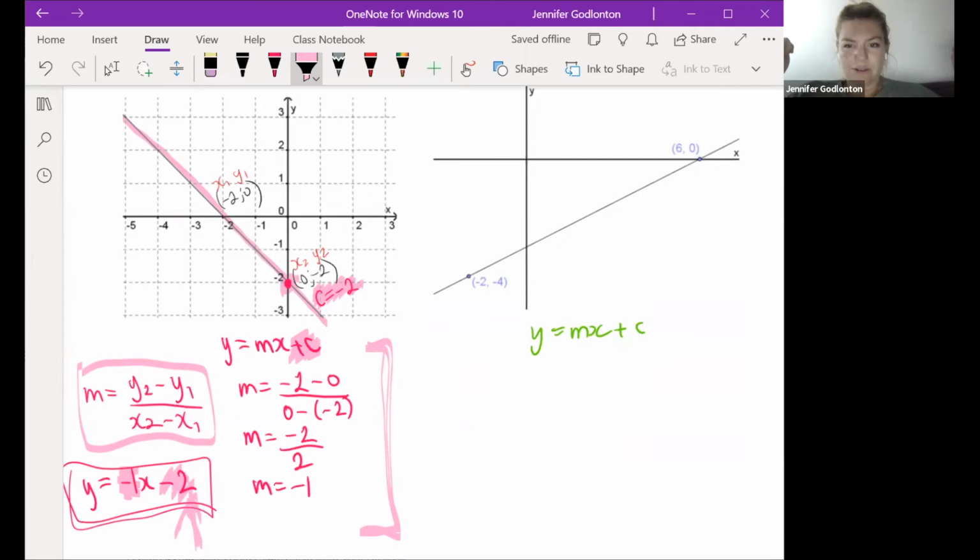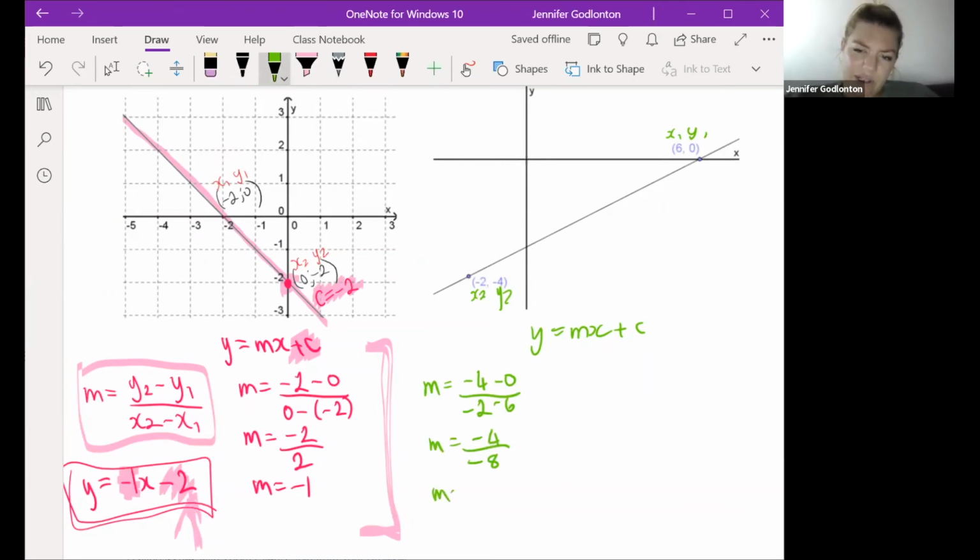Good. Okay, I'm not going to do the whole one. I'm going to start with it so you can see if you're on the right track. For the green one, we're going to start with our gradients. I'm just going to say x1, y1, x2, y2. So -4 minus 0 over -2 minus 6, which is -4 over -8. Which is my positive a half. Good, nice. Okay, so m is going to be positive a half.